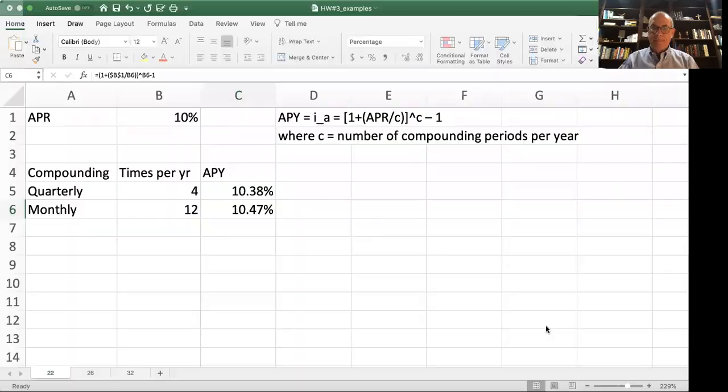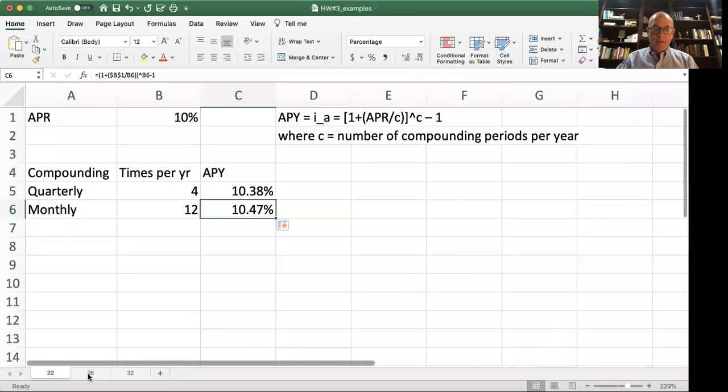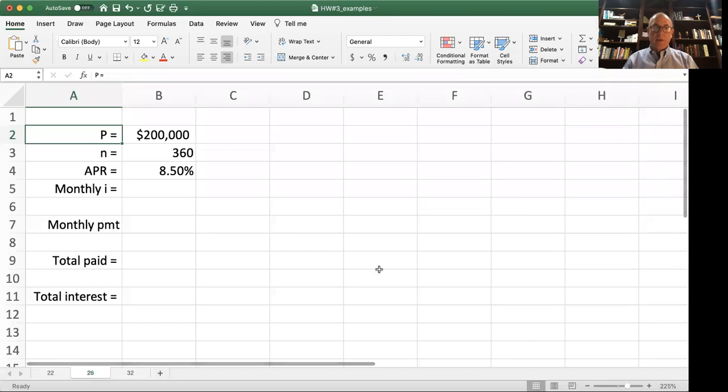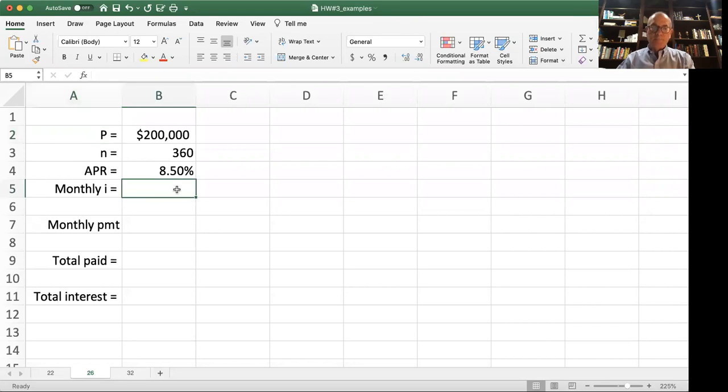Okay, now let's share my screen. We'll look at the Excel equivalent very quickly. Here we are. The monthly interest rate here is very easy. It's the APR divided by 12. There's our monthly interest rate. I said 0.71% per month. It's 0.70833.